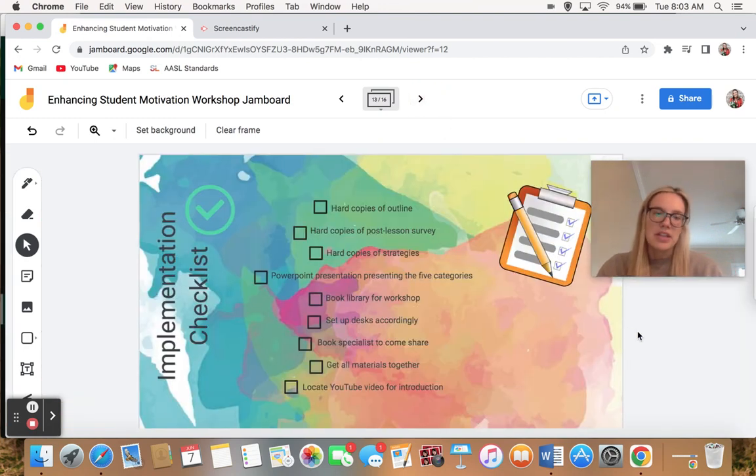This is my implementation checklist. These are just the things that need to be done before the workshop can begin: having a hard copy of the outline, a hard copy of the post-lesson survey, a hard copy of strategies, a PowerPoint presentation, booking the library for the workshop, setting up desks accordingly, booking specialists to come share, getting all materials together, and locating a YouTube video for an introduction.